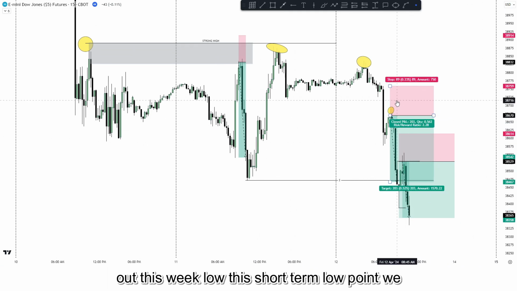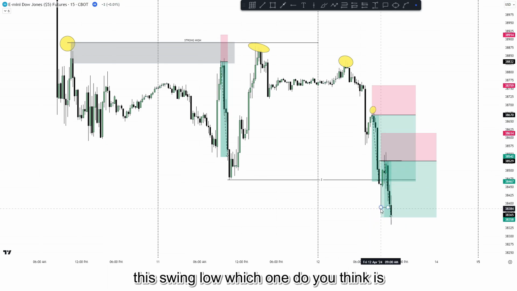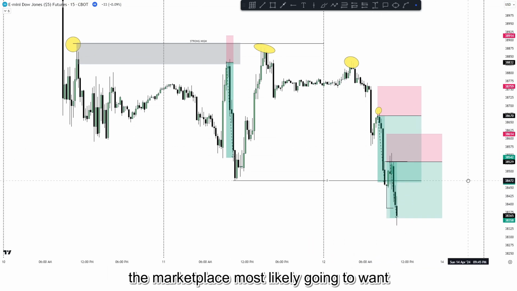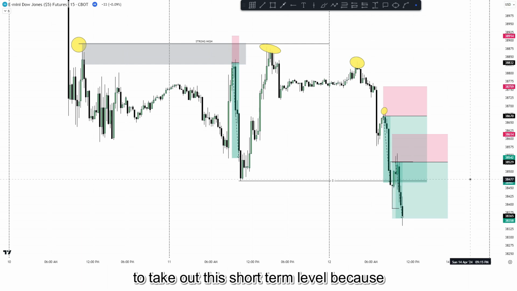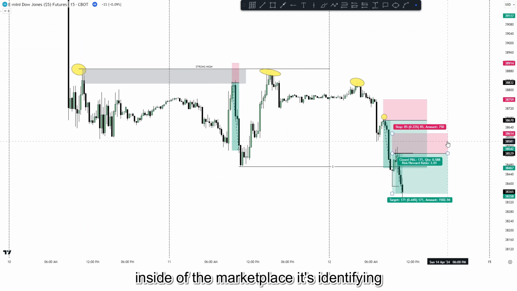Between this intermediate term high and this swing low, which one do you think the marketplace is most likely going to want to take out? This short-term low, because it is the weakest link. So when coming inside of the marketplace, it's identifying where the strong points and the weak points are, and then targeting those weak points inside of the marketplace.